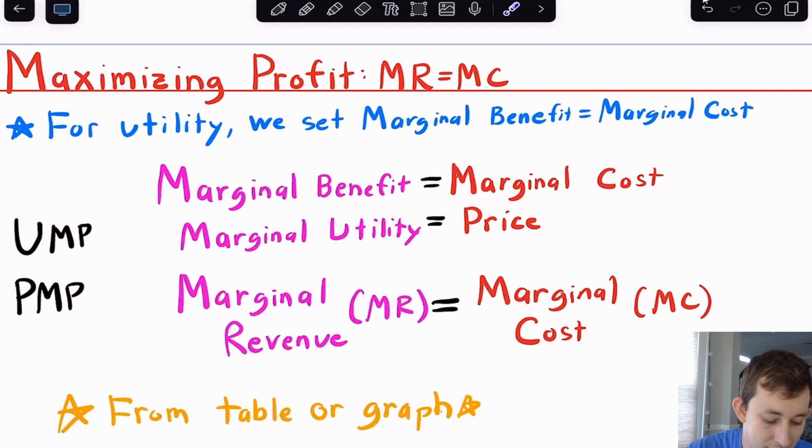Now in profit, it's the same way, except your marginal cost is actually your marginal cost, and your marginal benefit is just your marginal revenue. So we're just going to set marginal revenue equal to marginal cost, and we're done. Now for the AP exam, you're going to have to do this from both a table and a graph. So let's take a quick look at both of those options.